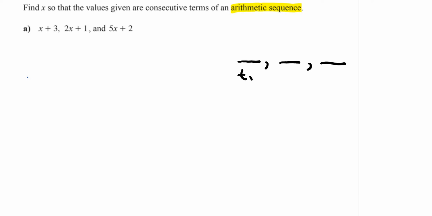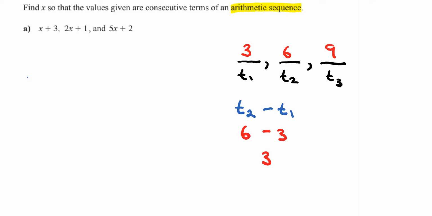Let's label this as the first term, the second term, and the third term. And let me just pick some random numbers here like 3, 6, and 9. Okay, so here is my very short arithmetic sequence. And if you want to find the common difference, you would pick a term. So for example, if I pick term 2, then you need to subtract the first term, which is the previous term, from term 2. And if you do that, you would get 6 minus 3, and my common difference is going to be 3. And that's pretty obvious, right?